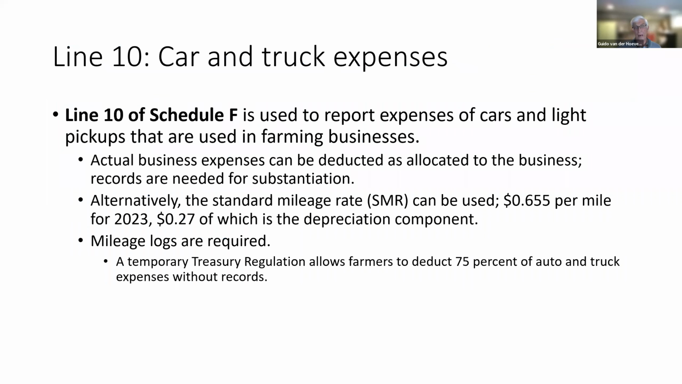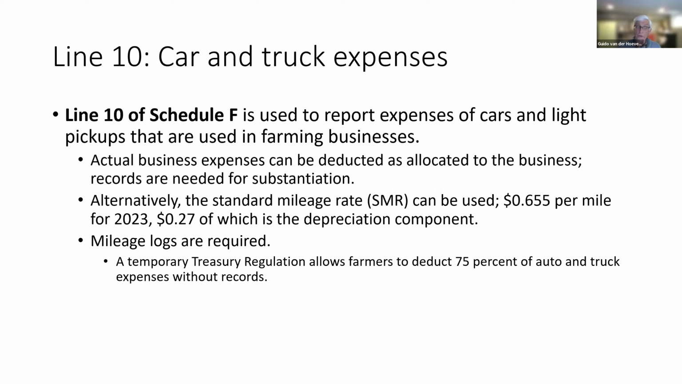The first one, so now we're on part 2 of Schedule F. Part 1 is the income side. Part 2 is the expense side. So part 2 begins with line 10. And it's where we report the expenses of cars and light trucks that are used in the farming business.